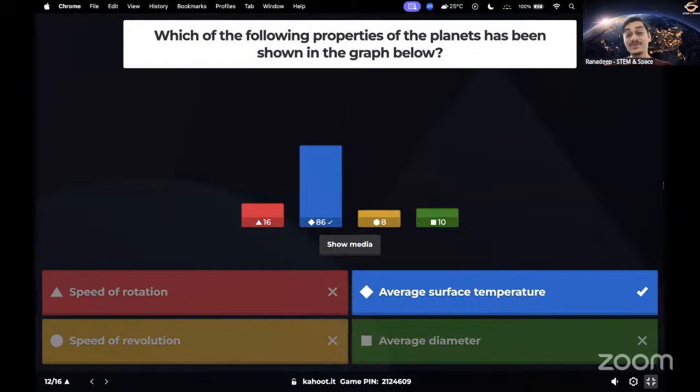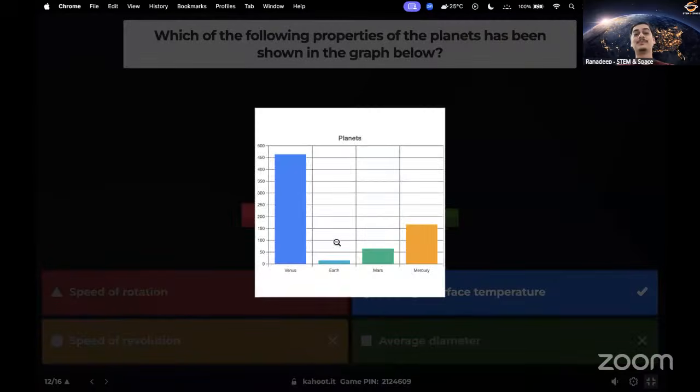Well, it's great to see that a majority of you have answered correctly, and that's the average surface temperature. Since it was for double points, I believe you must have received a lot of points for correctly answering this question. Do remember, it's the average surface temperature of these planets, and it also suggests how high the average surface temperature of Venus is.